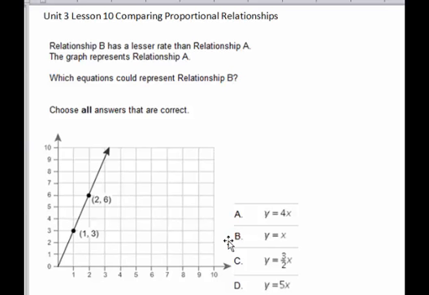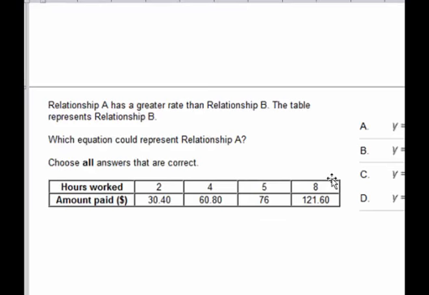And if you look at C, we're going up 3 over 2. So we go up 3 over 2, up another 3, up and over 2. It's still going to be on this side, so it's going to be a lesser rate. And let's look at D. So y is equal to 5x, so we go up 5 over 1, and that's going to be on this side of the line, so this will be a greater rate. So the only ones that have a lesser rate are C and B, so those are going to be our answers.